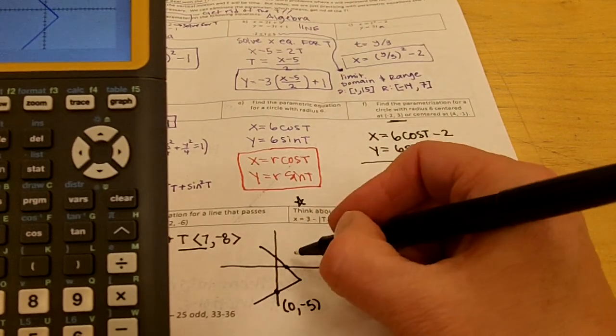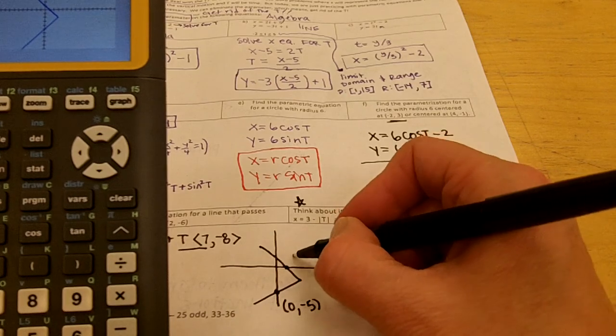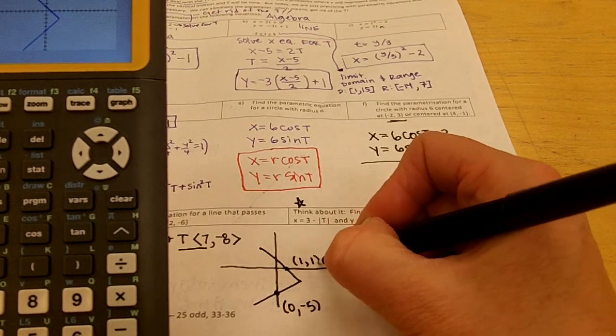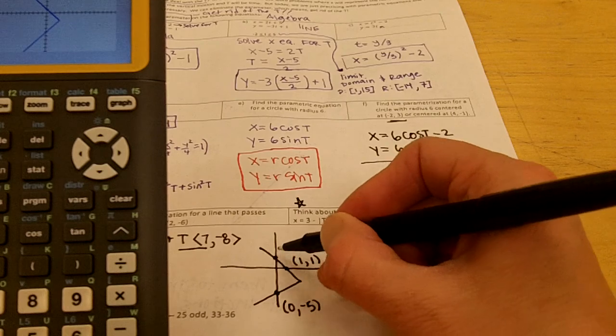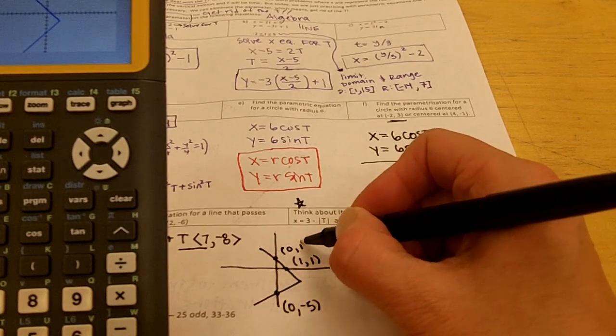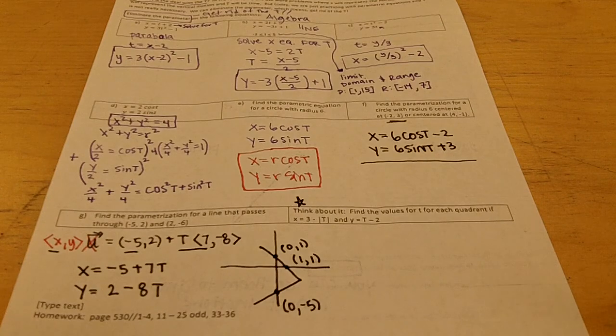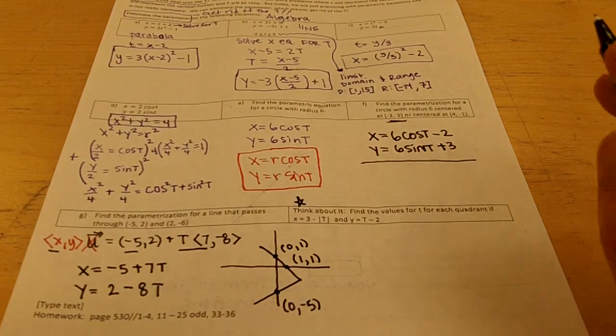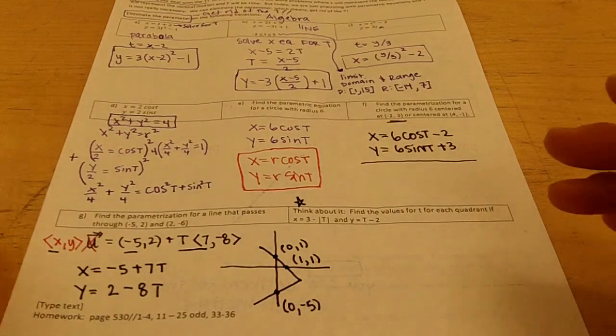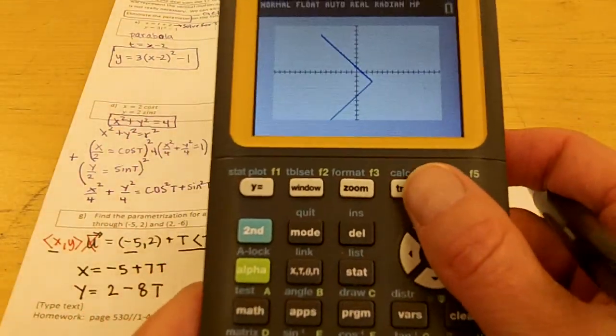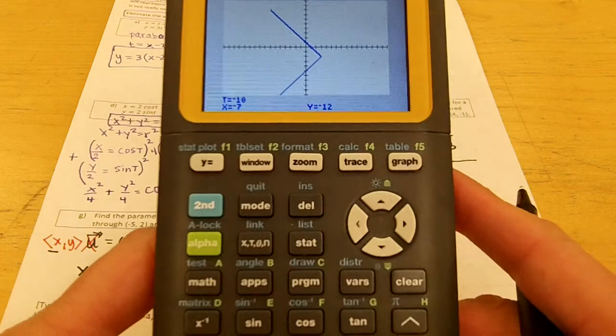This point right here is 1, 1. This point right here is 0, 1. And those are all the places where the graph is changing values, right? So what I have to do is kind of a modified substitution system. So first of all, I'm going to trace and see what happens when I trace.